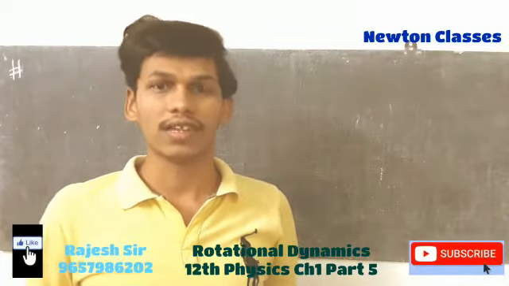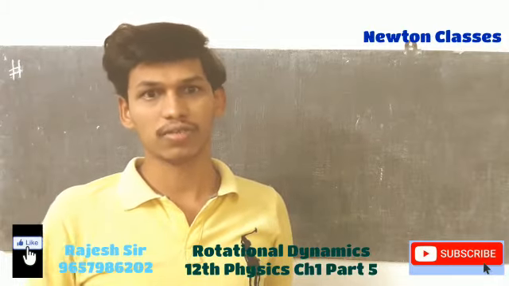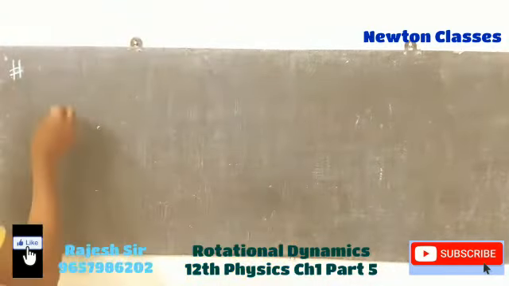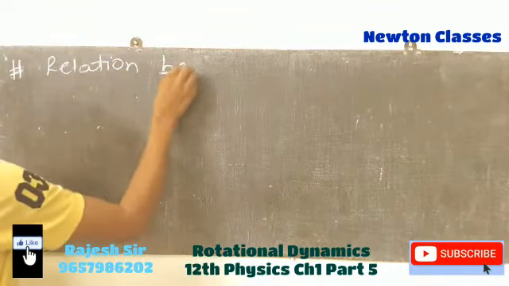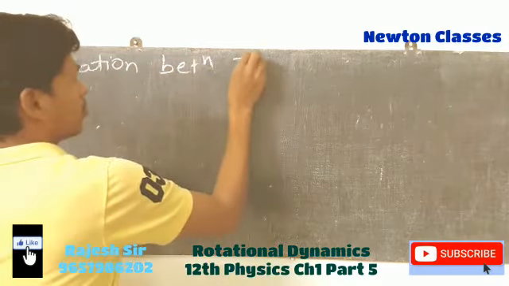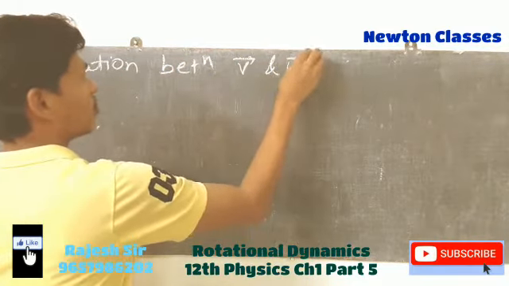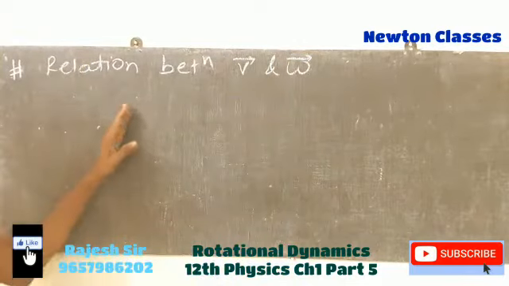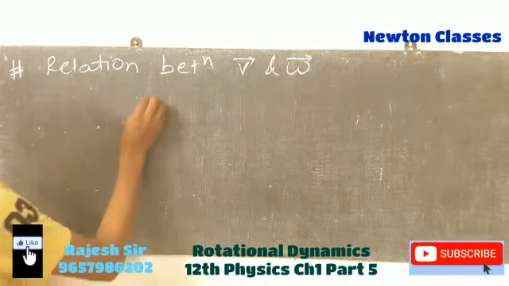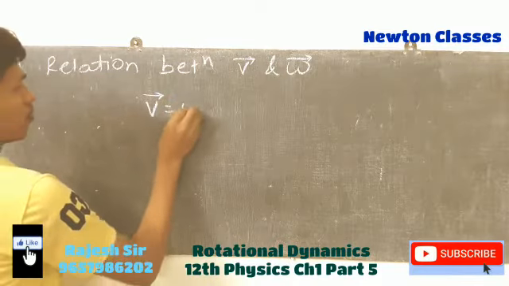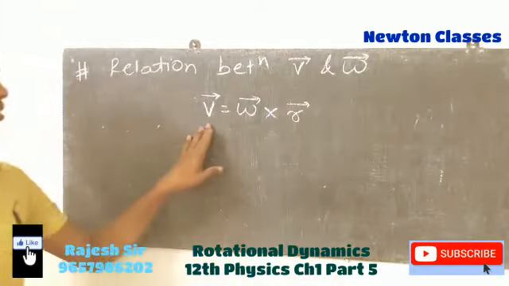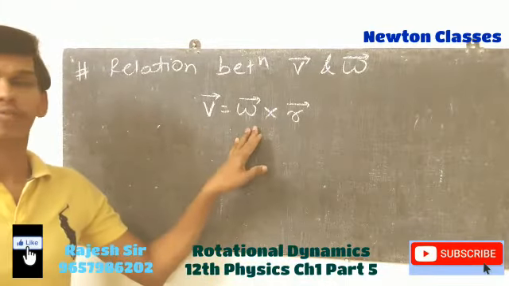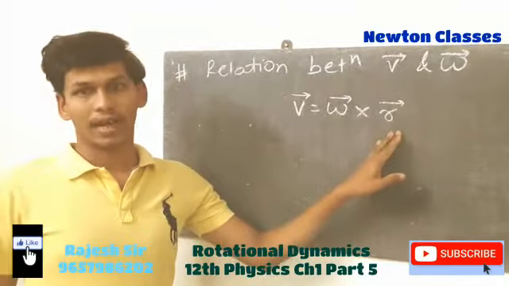Next, we have to see one relation, that is the relation between linear velocity and angular velocity, that is, the relation between linear velocity v bar and angular velocity omega bar. This relation we will write in vector form, that is v bar is equal to omega bar cross r bar. Here this is linear velocity, this is angular velocity, and this is the radius vector.